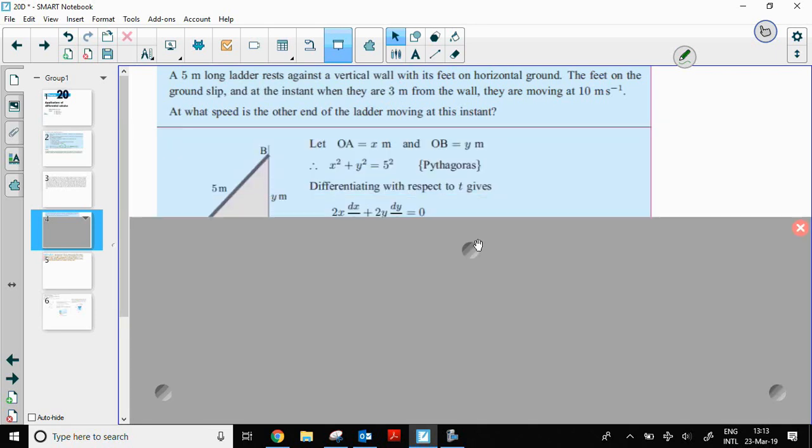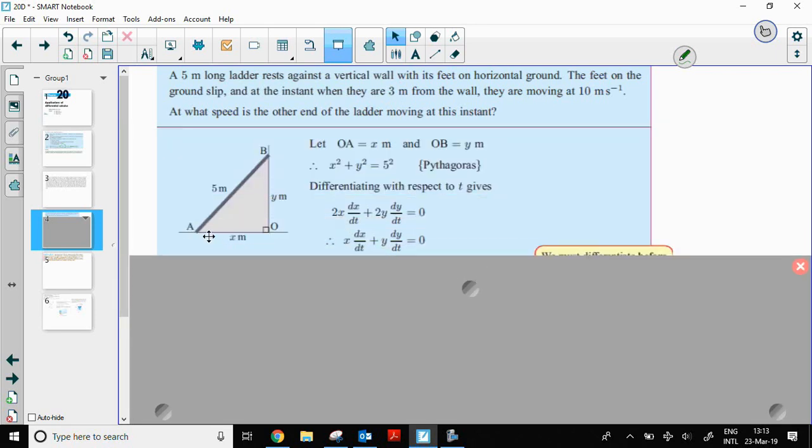Okay, let's get a picture going. So here we have AB is the ladder, BO is the wall, AO is the ground. Cool. We know that the ladder itself is 5 meters long. The relationship that we can establish from this picture is x squared plus y squared equals 25. We're going to differentiate now.